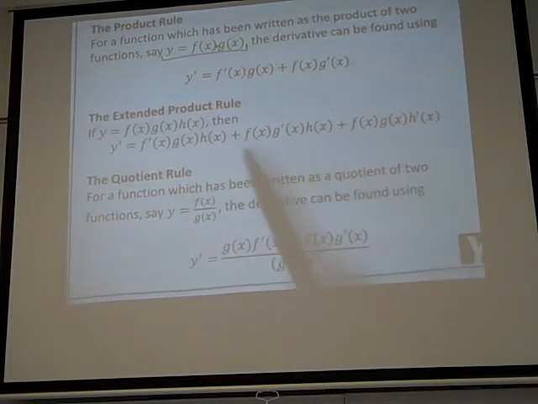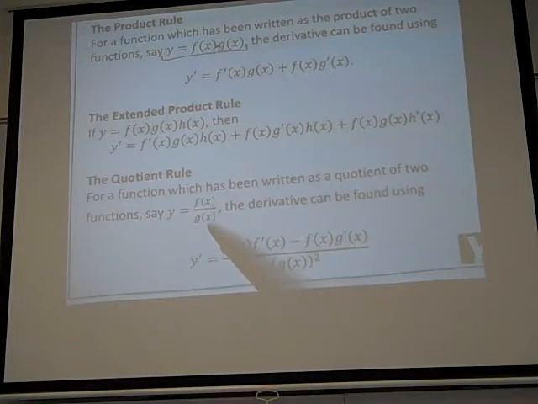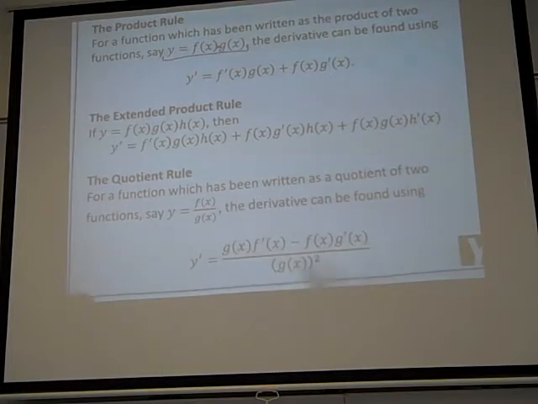All right, then we also have the quotient rule. Quotient always means division. So if I am dividing two functions, I have f of x over g of x. The quotient rule is g of x times f prime of x minus f of x times g prime of x over g of x squared.